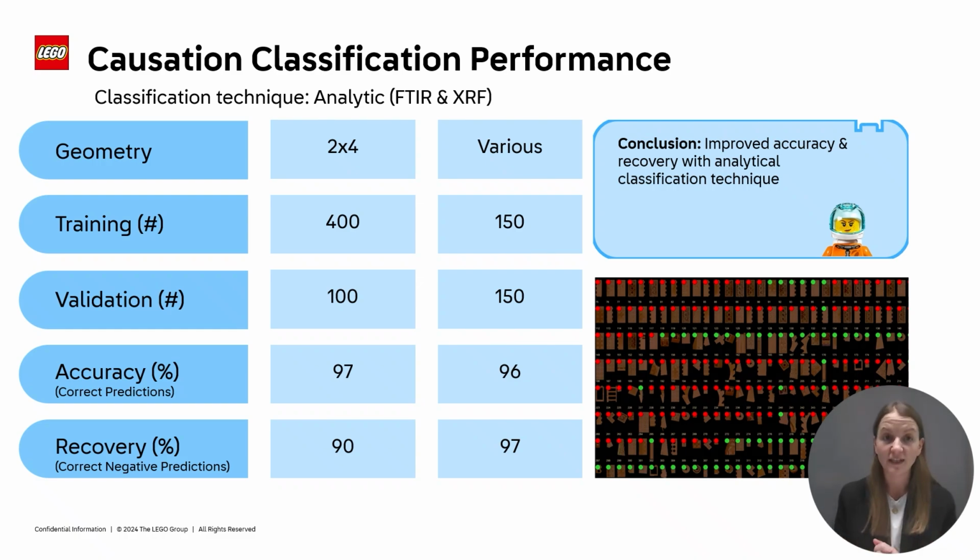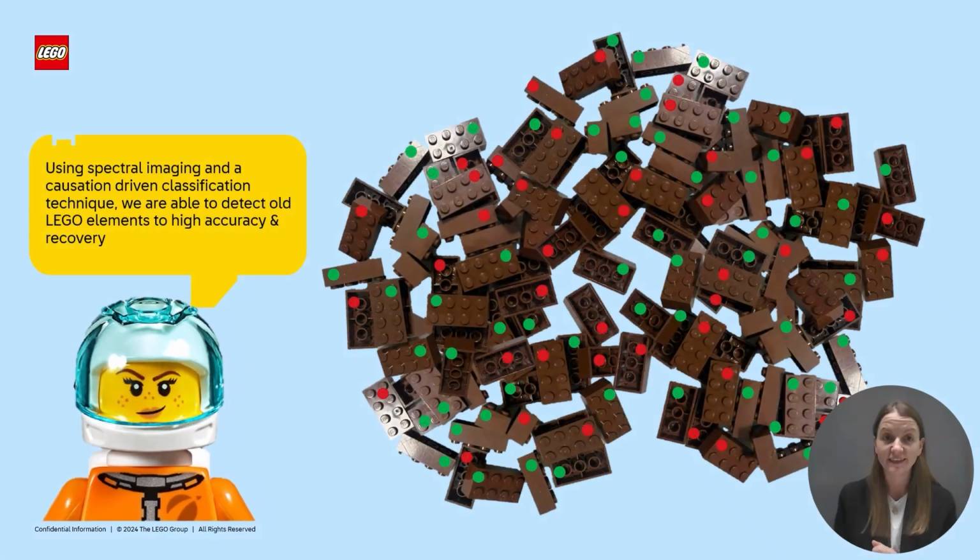So with that being said, we can use spectral imaging and a correlation-driven classification technique with high accuracy and recovery to detect whether a Lego element is old or new. The importance here is that we know our sample and we understand it.